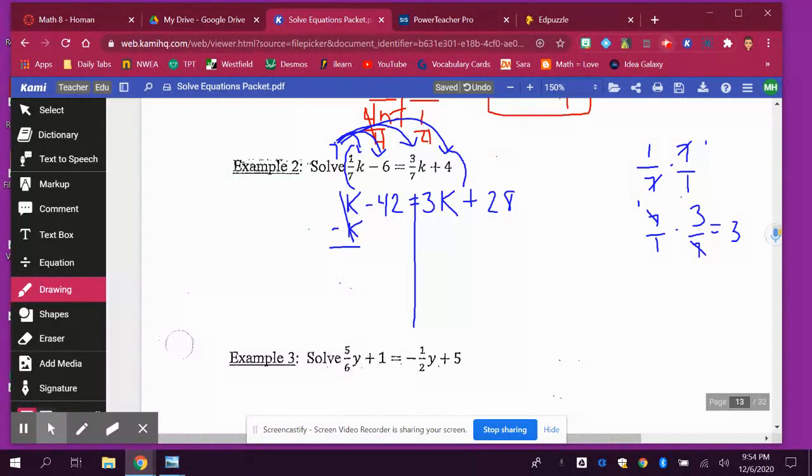k minus k is 0. Whatever I do to one side, I do to the other. I get 2k. I'm going to bring down this negative 42 and this positive 28. I'm going to subtract 28 because I have a two-step equation, so I want to get variables on one side and constants on the other.